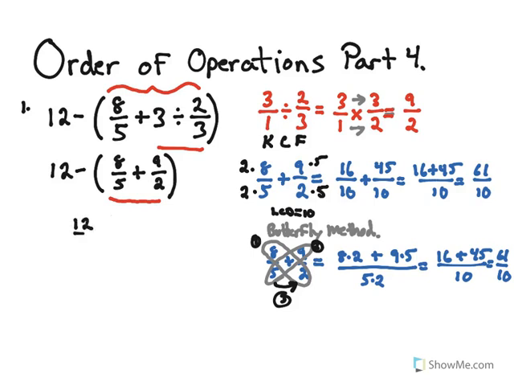So we're going to write this as 12 over 1, take away 61 over 10. And now we just perform the last operation, which is a subtraction sign, because we cleared everything in the parentheses and got this, okay? So again, if you want to use the butterfly method, you can, or you can multiply the whole left fraction by 10, okay? So you choose what you want to use.